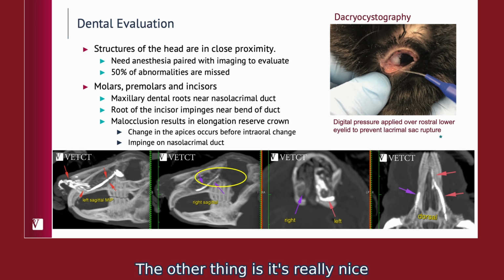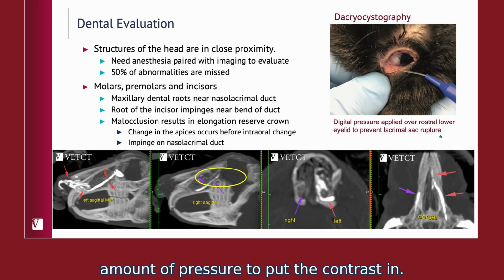The other thing is it's really nice if you can do a CT with contrast. So that is putting contrast into the nasolacrimal duct. So in the picture here on the right, you can see that we're using a small cannula. This is actually an IV catheter with the needle removed. So it's just the soft portion of the IV catheter going into that single puncta. And you want to apply a little bit of pressure near the medial canthus as you put this in, and then just a small amount of pressure to put the contrast in.